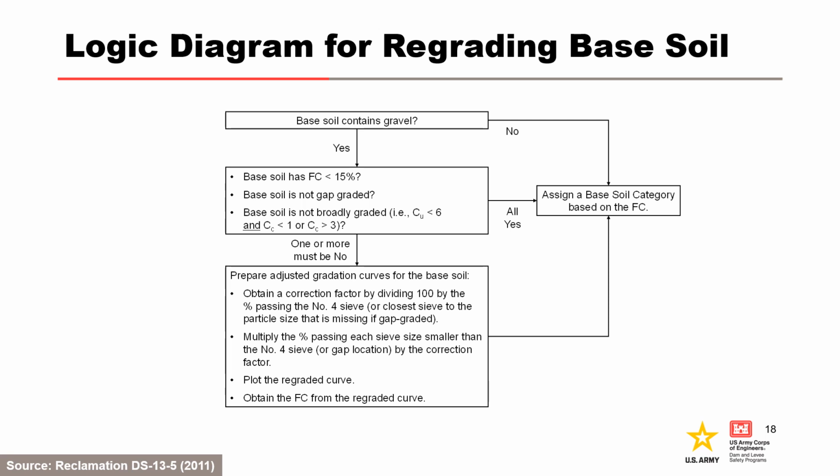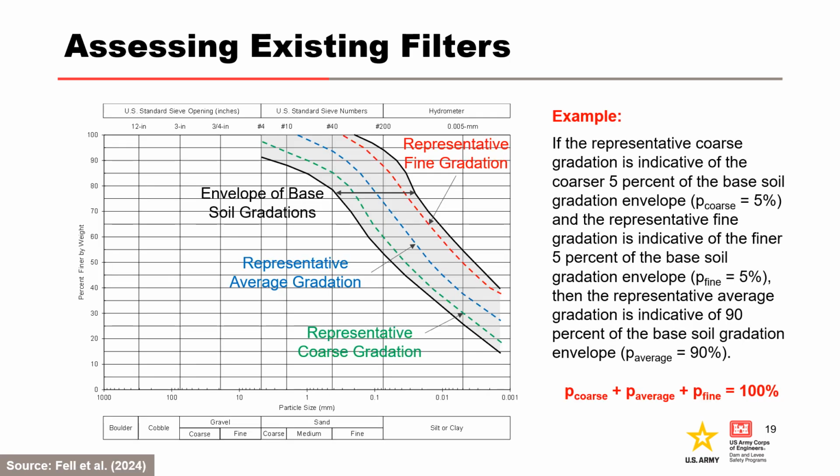If the base soil is gap graded, it must be regraded on the closest sieve to the particle size that is missing. Fell et al. 2024 recommends selecting representative coarse, average, and fine gradations of the original or regraded, if applicable, base soil. For example, if the representative coarse gradation is indicative of the coarser 5% of the base soil gradation envelope, and the representative fine gradation is indicative of the finer 5% of the base soil gradation envelope, the representative average gradation is indicative of 90% of the base soil gradation envelope.